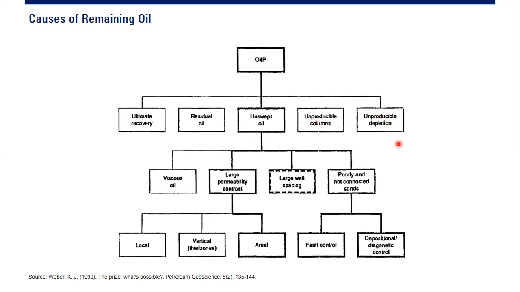All right, and we also have here unproducible depletion. So what does it mean? Yeah, we can guess here, and we can also check with our experience. Unproducible depletion is oil that is left because we cannot reach that area, because it's already at very, very low pressure.